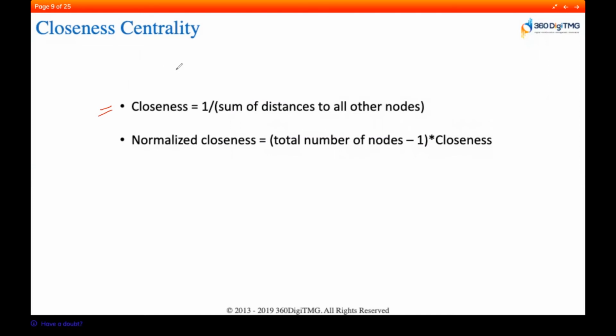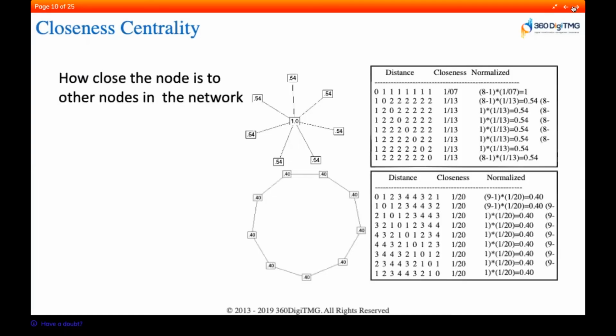What exactly does this closeness centrality do? It takes into account all the nodes, and it basically says how close a node is to the other nodes in the network, right? That is what your closeness centrality says: how close it is to the other nodes in the network.